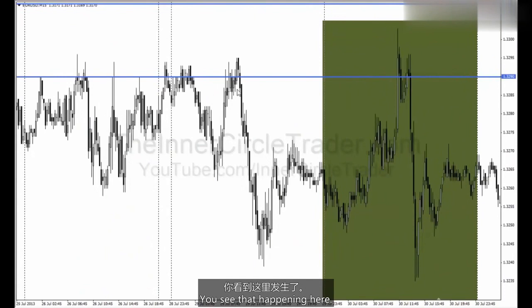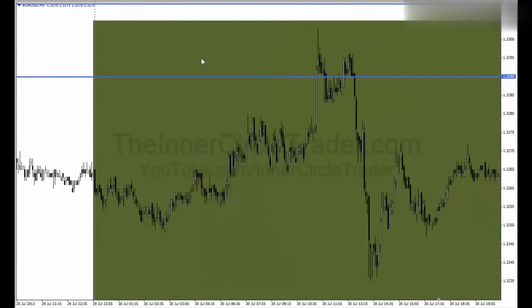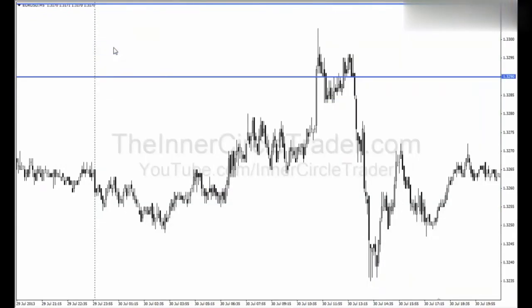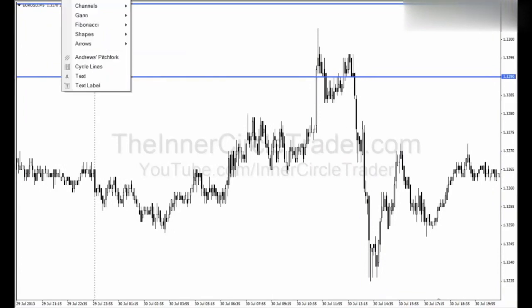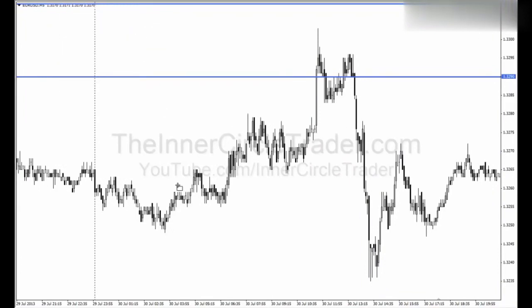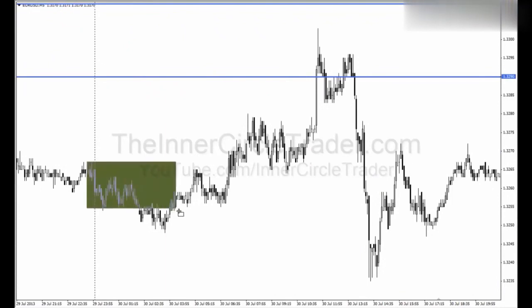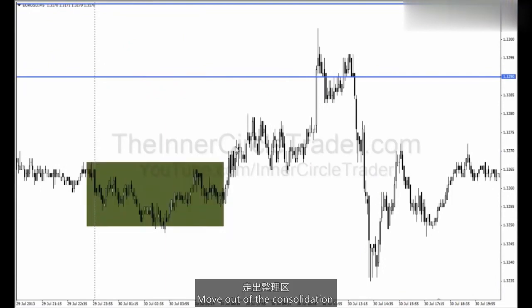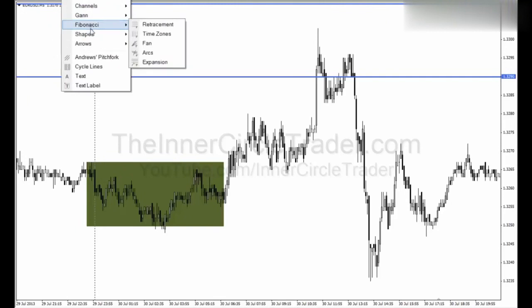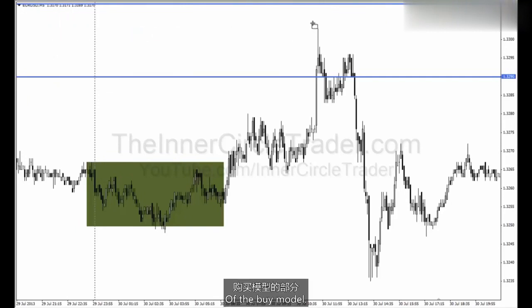Okay, you can see that happening here, and let's actually go down to a 5-minute. See a little bit better. And just take this rectangle off because it's no longer needed. Okay, we have the consolidation, the move out of the consolidation, and then a retest. Now this part does not have to happen, okay, but generally you'll see it happen. And then there's a continuation moving up, makes the high or the capitulation portion of the buy model.